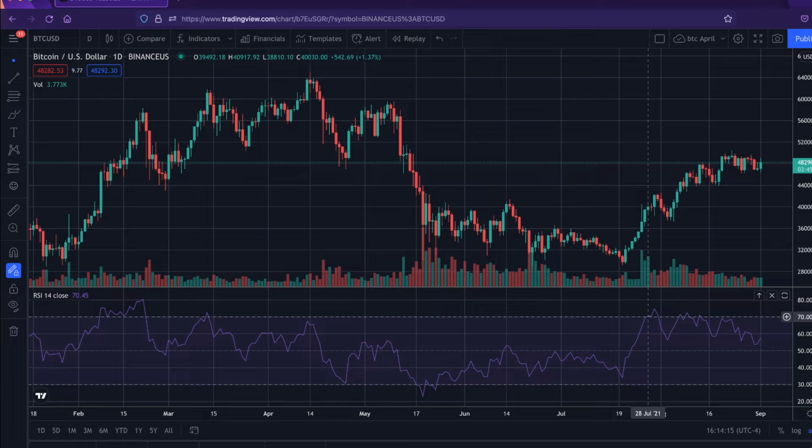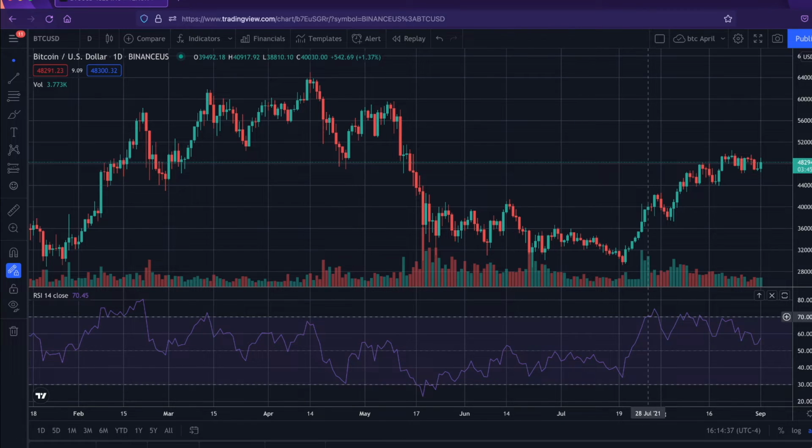So a lot of people might come in and say, hey, the RSI is over 70. This market is now overbought. I'm going to sell because the value is no longer there. There's too many people buying, and the value is actually not there within the market. So that's basically how you read the RSI.